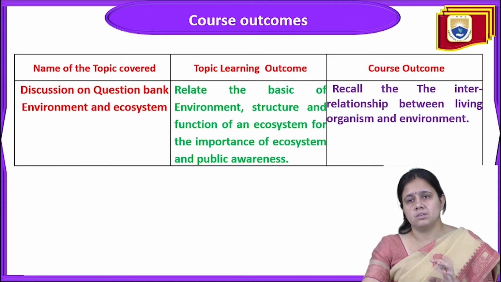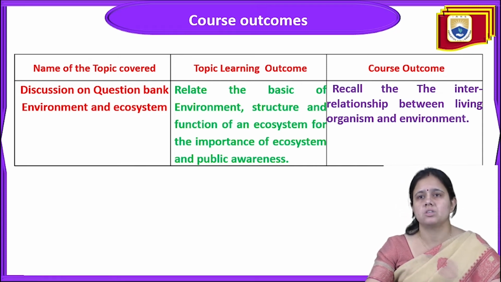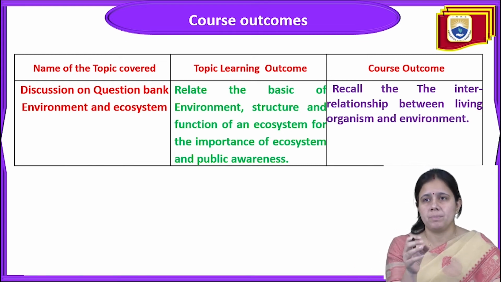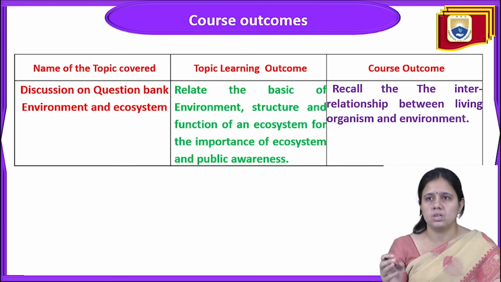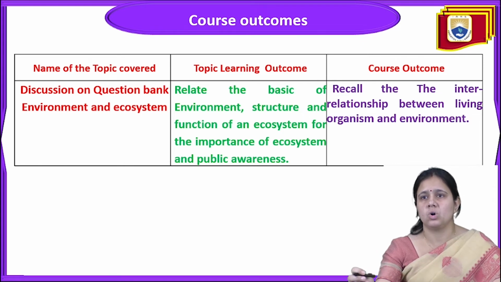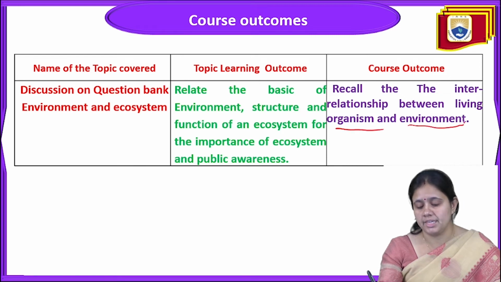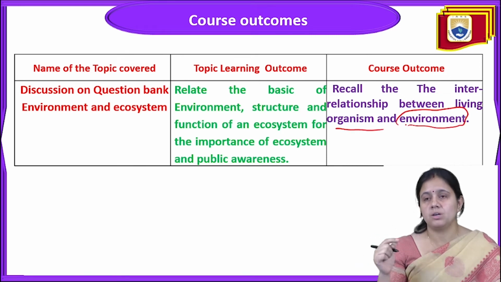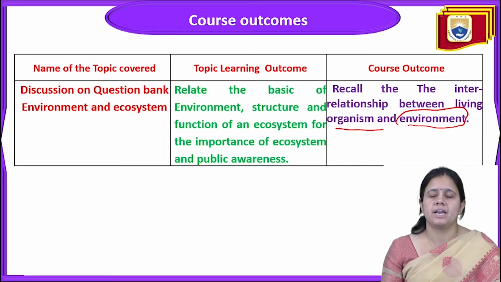And then the topic learning outcome is it will relate the basic environment structure and function of the ecosystem for the importance of ecosystem and public awareness. This is the topic learning outcome. And then what will be the course outcome? The course outcome of this environmental studies is that it will recall the interrelationship between living organism and environment. That will be the course outcome achieved at the end of this subject.